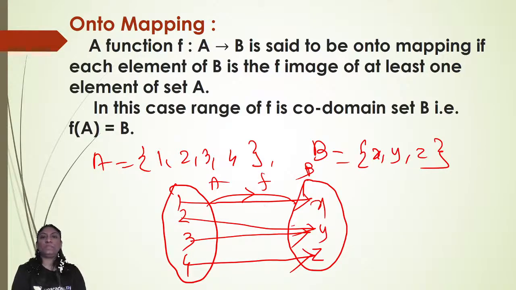It means each element of B is the f image of at least one element of set A. Every element of B has a pre-image in A, then only it is onto mapping. We can't leave any one element in set B which doesn't have a pre-image in A. So every element of B has a pre-image in A. That is your onto mapping.